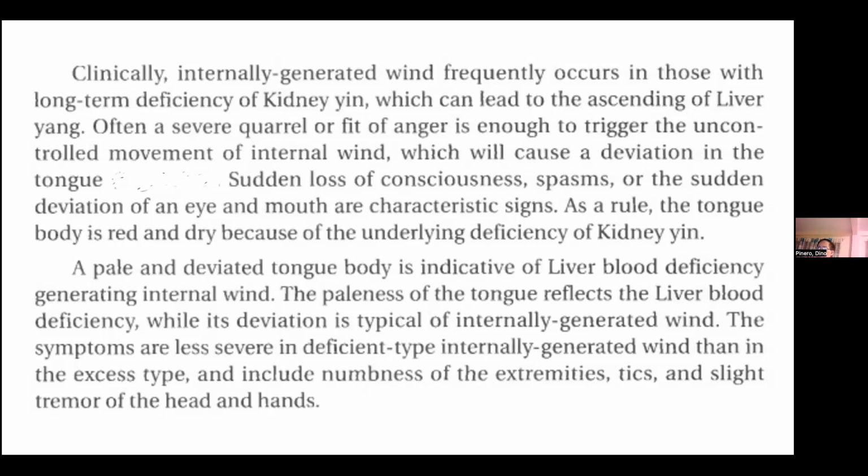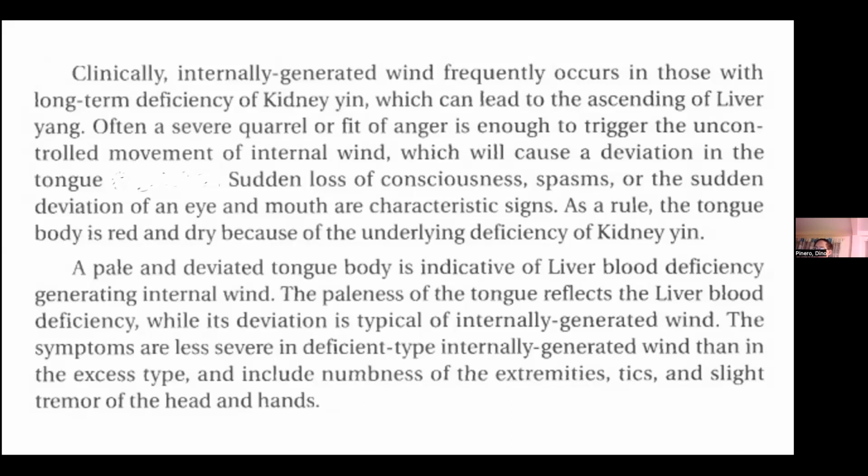Okay? So, with deficiency of kidney yin, internally generated wind worsens. Sudden loss of consciousness, spasm, or the sudden deviation of an eye and mouth are characteristic signs. As a rule, the tongue body is red and dry because of the underlying deficiency of kidney yin. So, because of kidney yin, the tongue moves. A pale and deviated tongue body is indicative of liver blood deficiency. So in this one, liver blood deficiency, we observe that the tongue is pale, also generating internal wind. The paleness of the tongue reflects the liver blood deficiency, while its deviation is typically of internally generated wind.